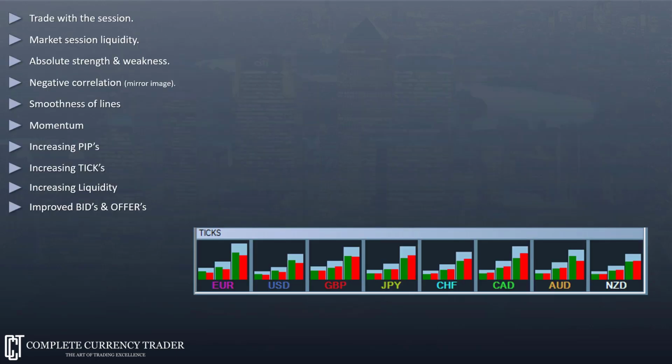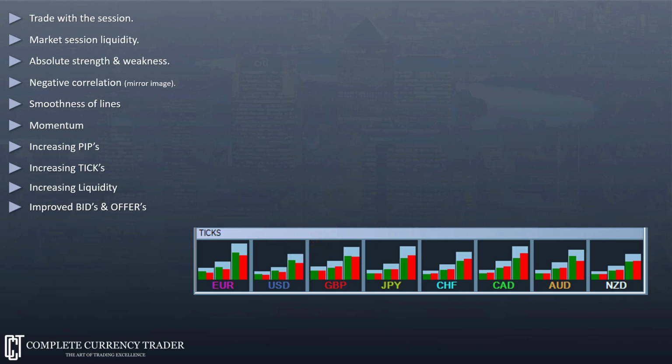And that's what this indicator is doing. It's counting every time a market maker improves a bid and every time they improve an offer. Then it's measuring them against each other. And if the red column is bigger than the green, it means there were more improved offers. And if green is bigger than red, it means there were more improved bids.